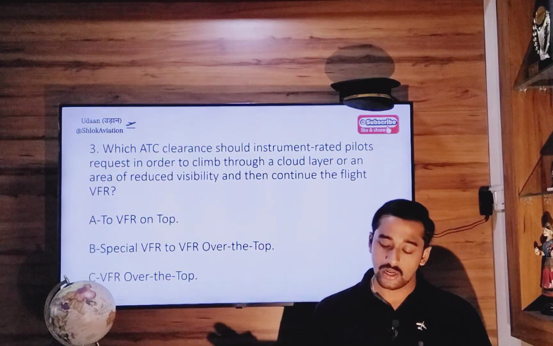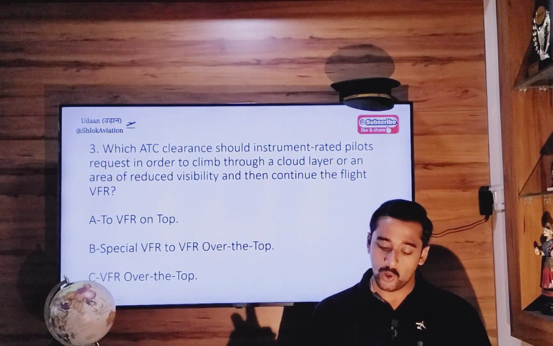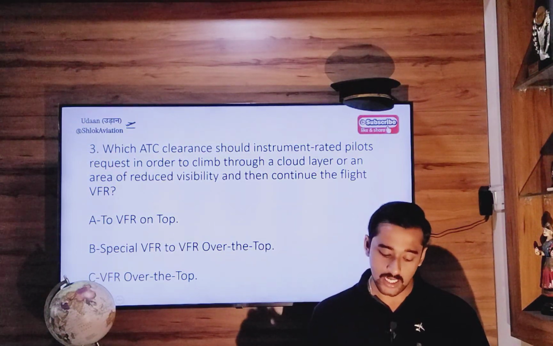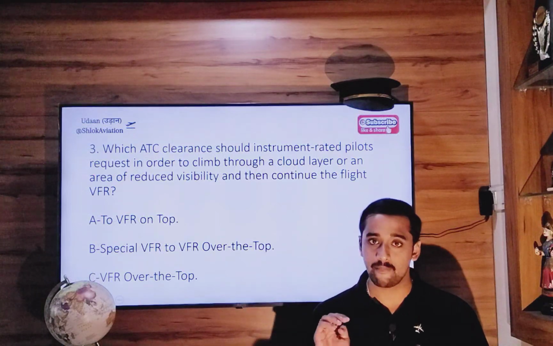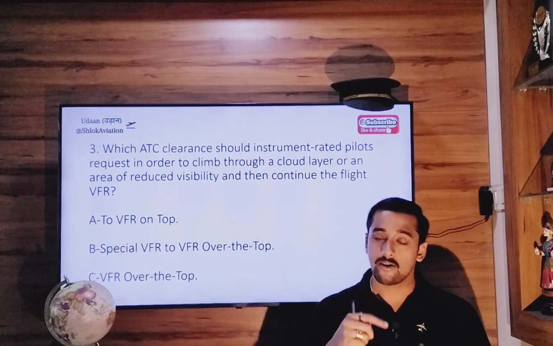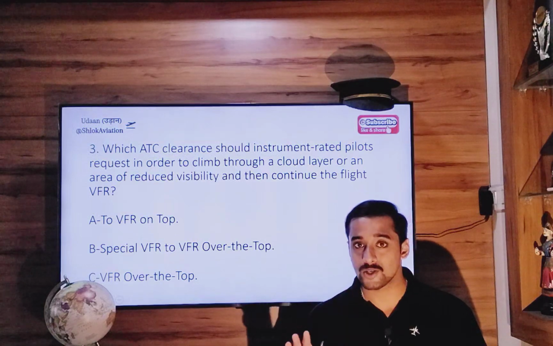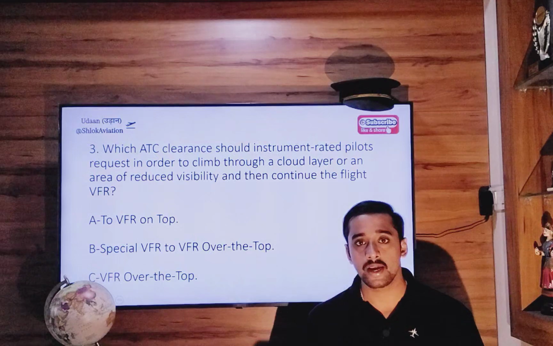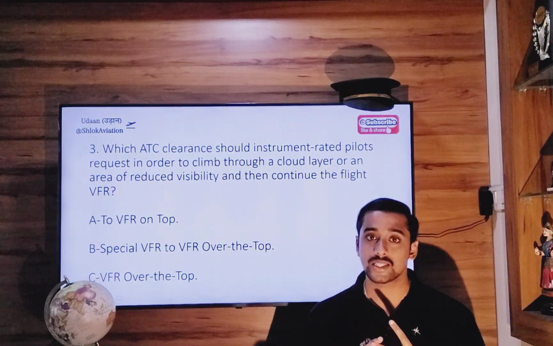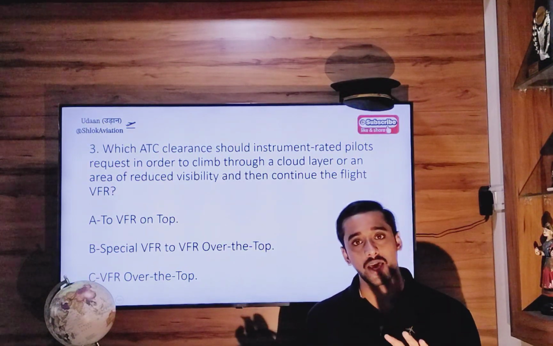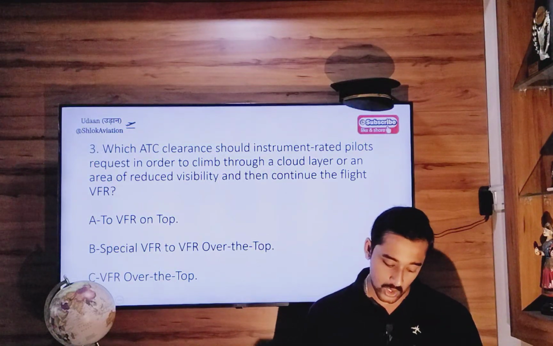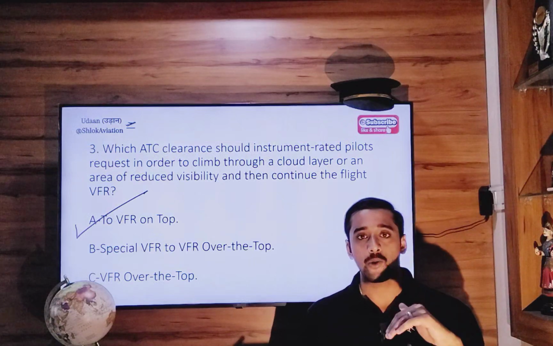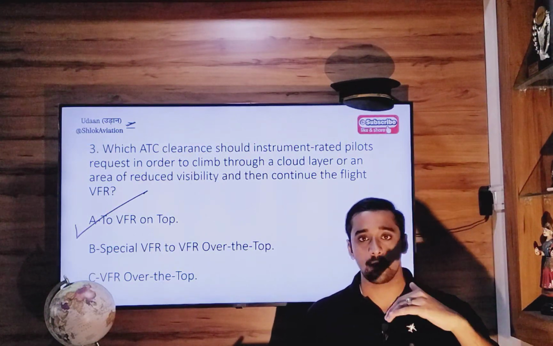Which ATC clearance should instrument-rated pilots request in order to climb through a cloud layer or an area of reduced visibility and then continue the flight VFR? Okay, so you're climbing through IMC conditions. After emanating from those IMC conditions, coming out of those conditions, now you have found yourself in a good position, good visibility conditions, good distances away from the clouds. So in such a scenario, you can request VFR on top clearance. You can request VFR on top clearance and you can fly between the cloud layers or above a cloud layer or below a cloud layer.